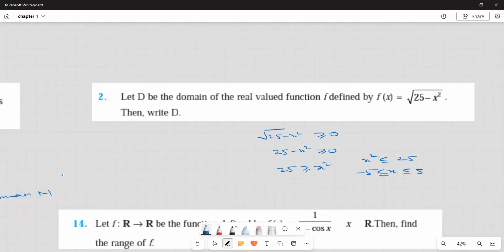What I am using is x square less than or equal to a square, or mod of x less than or equal to a. For both, x lies between minus a to a. This is the result. And if it is x square, mod of x greater than or equal to a, or x square is greater than or equal to a square.